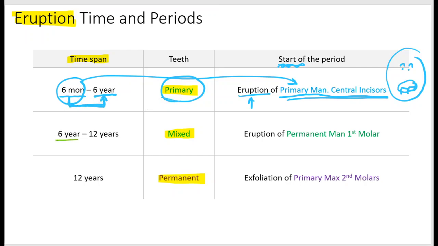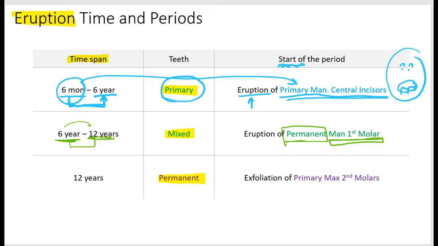Around 6 years of age, that's when we start having our first permanent tooth. So this is the start of the mixed dentition period. The first permanent tooth is the mandibular first molar. That is the first permanent tooth that erupts, the mandibular first molar. And the mixed dentition keeps on going until age 12.